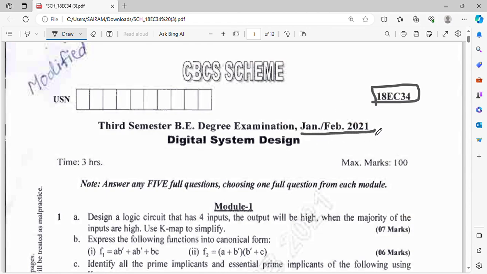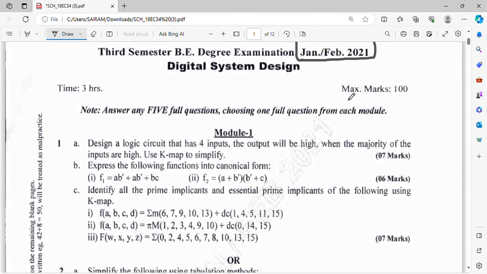This fresh paper is for students who joined engineering in 2019. It is their first paper. In 2019 and 20 they did the first year, and the second year started in August 2020, and now it is Jan Feb 2021. They had the third semester DSD paper. This paper is also quite easy. If you understand, you can do it.